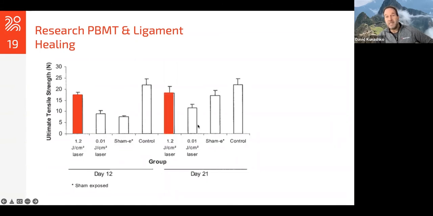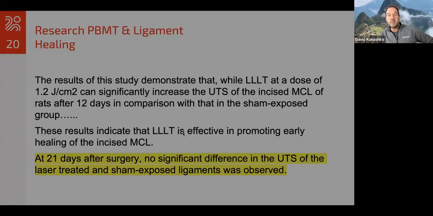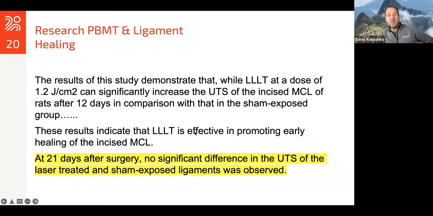Now, as you shift to day 21, notice that the other ones are starting to catch up. In fact, the sham is almost the same amount of tensile strength as the laser treated. Okay, so they talk about this in the discussion for this particular experiment. They did conclude that early on, anyhow, 1.2 joules significantly improved the strength of the ligament, right? So that's the healing capacity, the collagen formation, and so forth in the MCL. But after 21 days, that effect was not really observable.